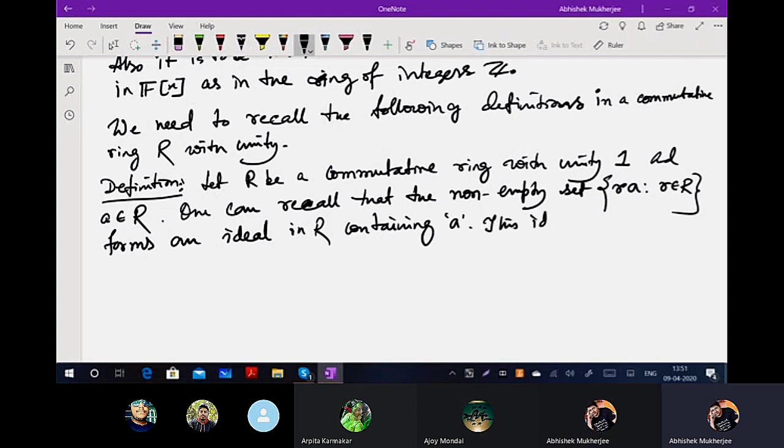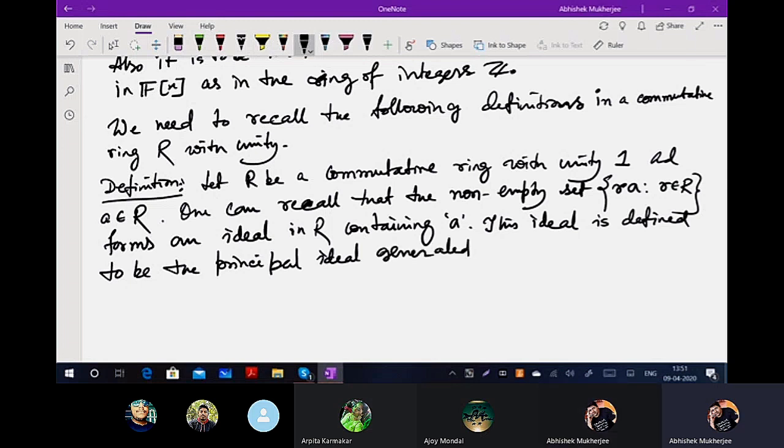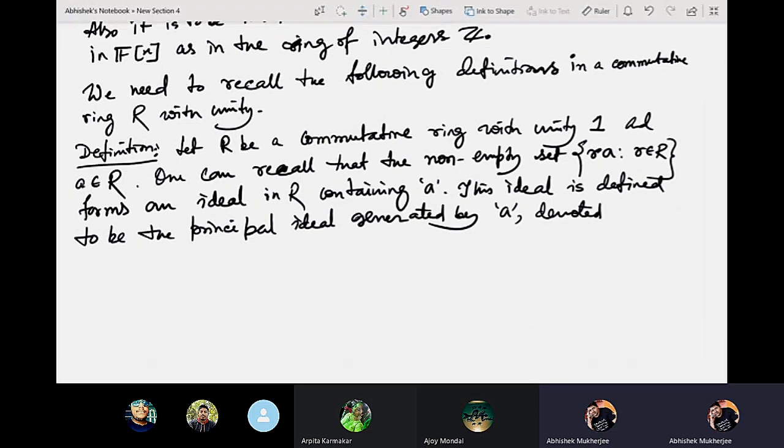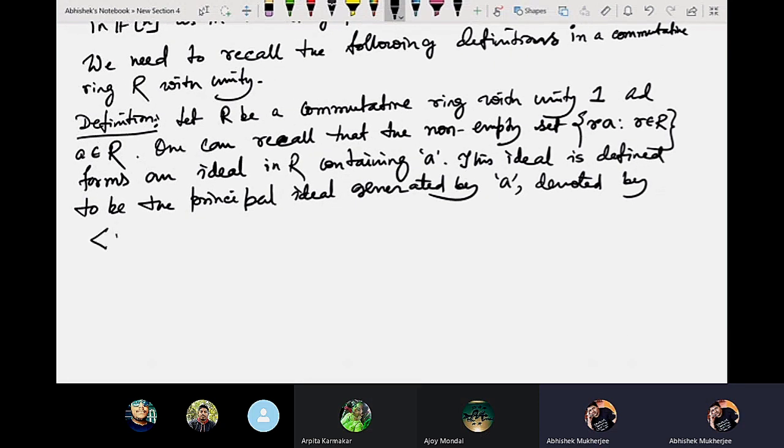This ideal is defined to be the principal ideal generated by a, and we shall denote it by ⟨a⟩ or (a)R.